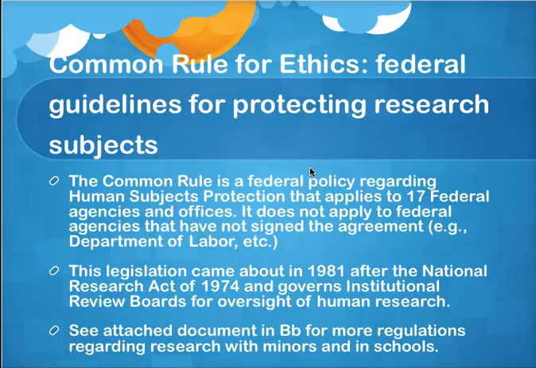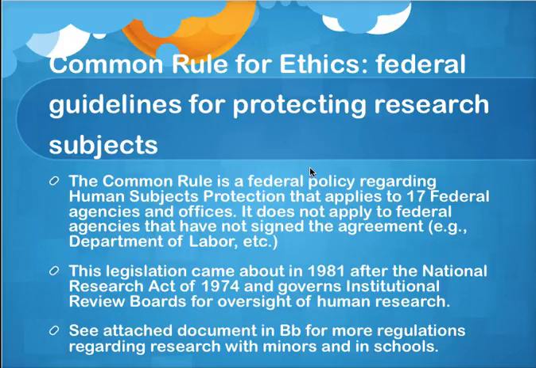Okay. And then the legislation for this came about in 1981 after the National Research Act of 1974 and after the Belmont Report, and governs institutional review boards for oversight of human research. There's a document in Blackboard that goes over more regulations regarding research with minors and research in schools, and I'm not going to go over those. I gave it to you for your information so you'd understand the protections that are in place for students in schools.